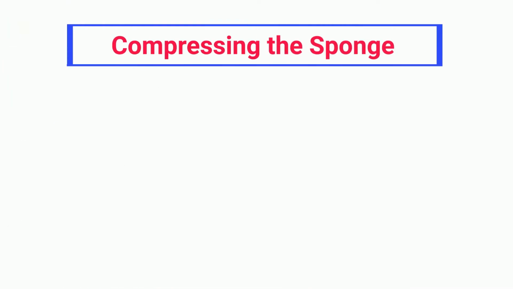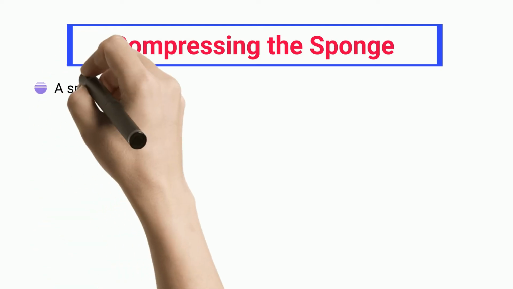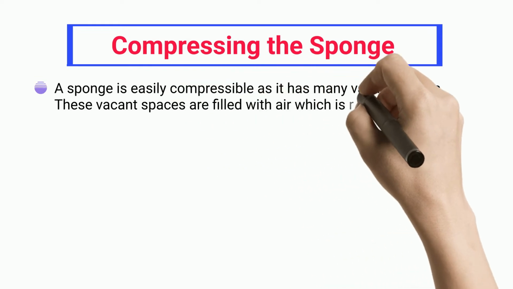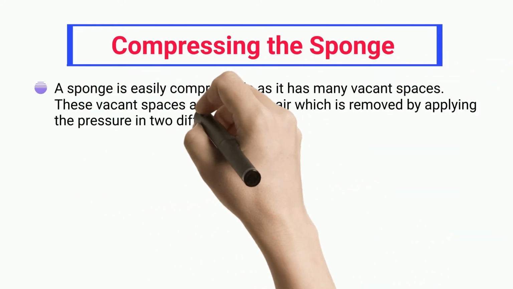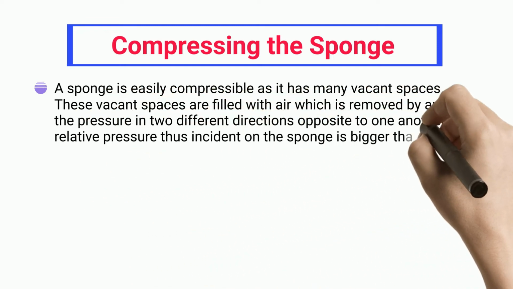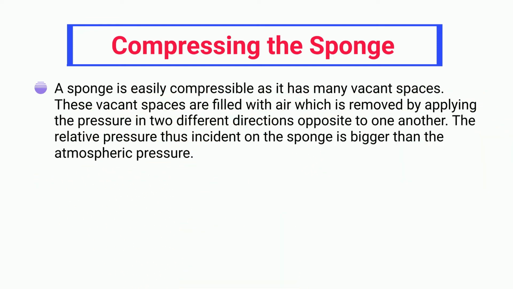Compressing the sponge. A sponge is easily compressible as it has many vacant spaces. These vacant spaces are filled with air, which is removed by applying pressure in two different directions opposite to one another. The relative pressure thus incident on the sponge is bigger than the atmospheric pressure.